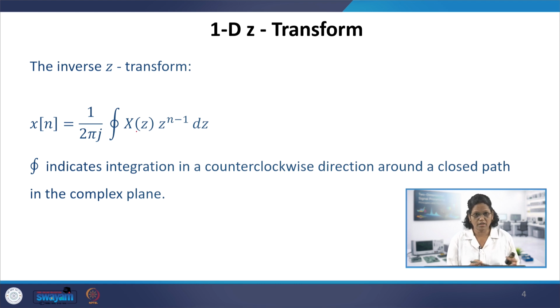So we can get the X of Z by using the summation over x of n from minus infinity to plus infinity if it is bilateral, or if it is unilateral, from n equal to 0 to infinity. So the x of n can be obtained from X of Z as well.